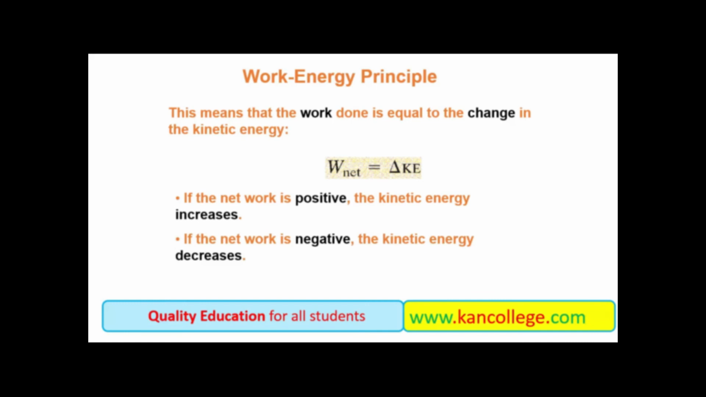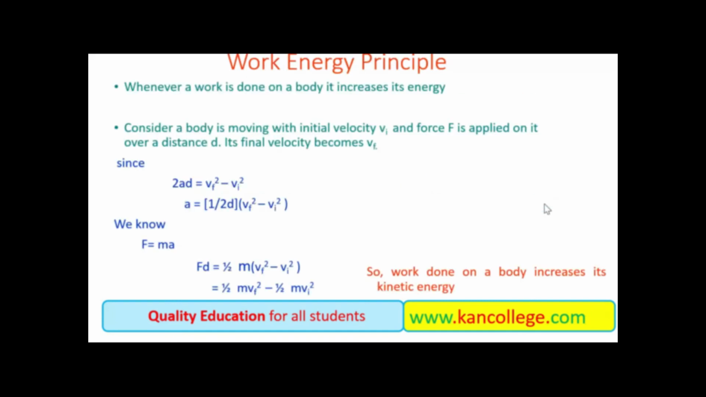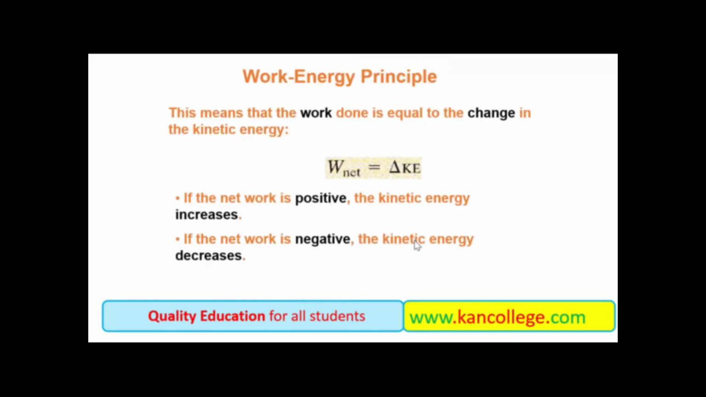So what is the work energy principle? That total work done will be equal to the change in kinetic energy, as we have proved in this slide. Work done is equal to change in kinetic energy. If the net work is positive, then the kinetic energy increases. If the net work is negative, then the kinetic energy decreases. At last, we prove the formula for kinetic energy.